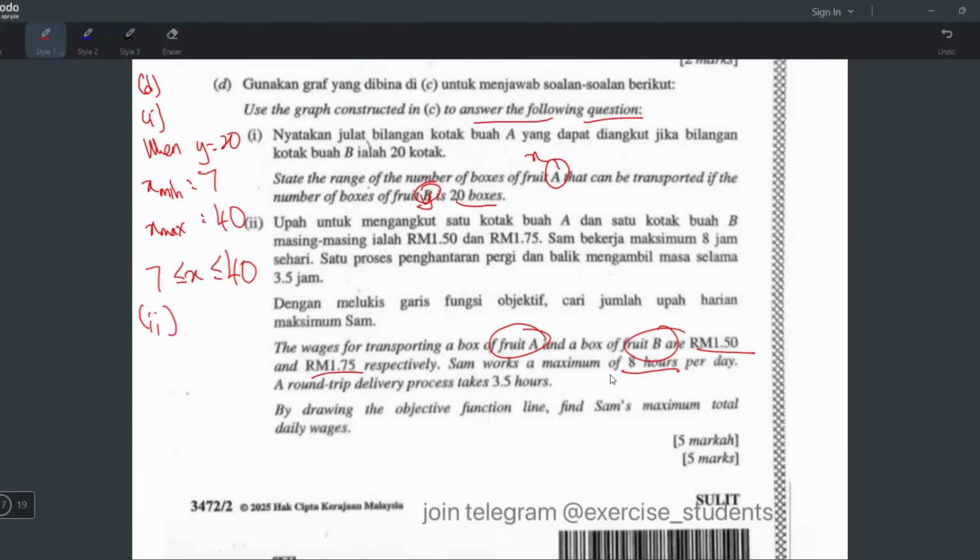Sam works a maximum of 8 hours per day. A round trip delivery process takes 3.5 hours. By drawing the objective function line, find Sam's maximum total daily wages. So you want to find maximum wages. Let's find out the total wages formula first. The total wages formula would be 1.5x plus 1.75y, because 1.5 is for the wages transporting one box of A, and 1.75 is one box of B. So now you want to find the maximum, right?